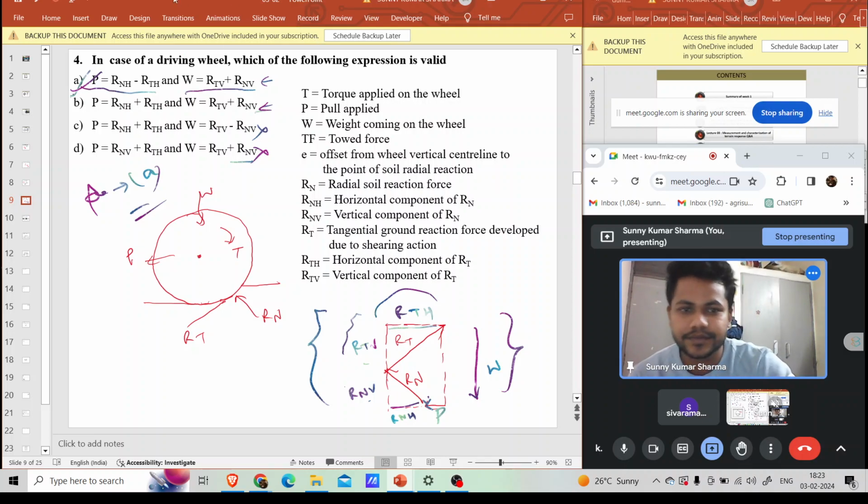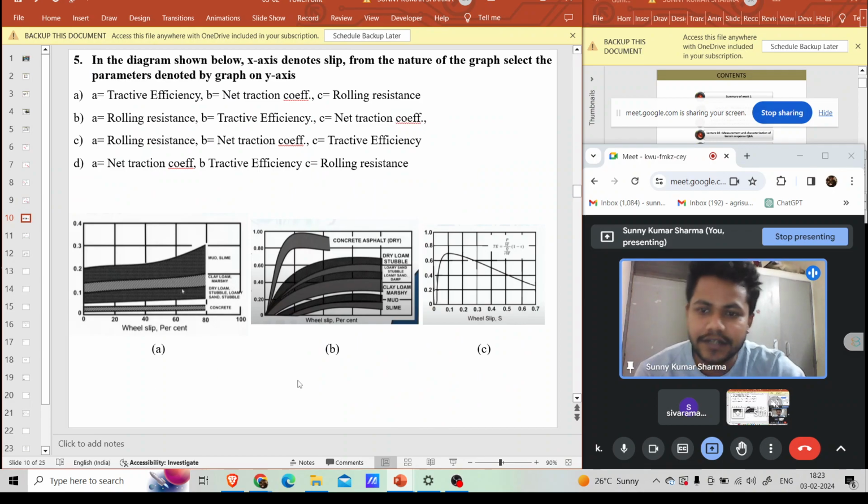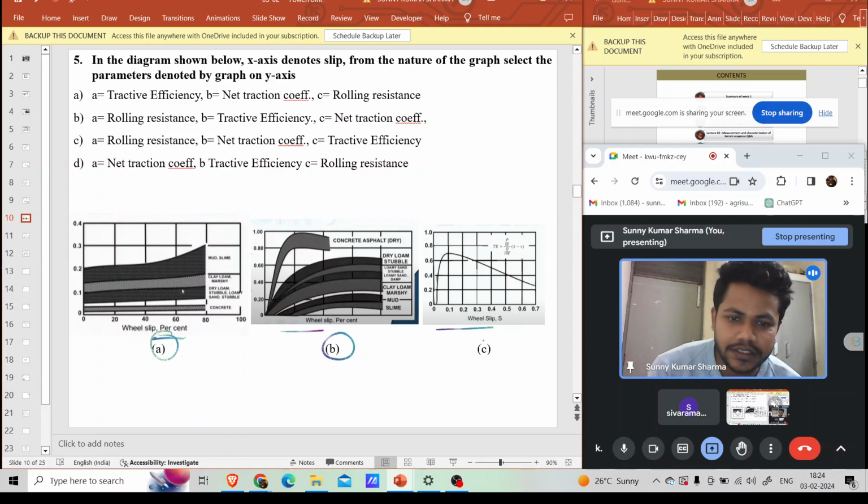Okay. Then coming to the next slide. Here I have shown three graphs. All the graphs are with respect to wheel slip. You have to tell what is on the y-axis in graph A, what is on the y-axis in graph B, and what is on the y-axis in graph C.